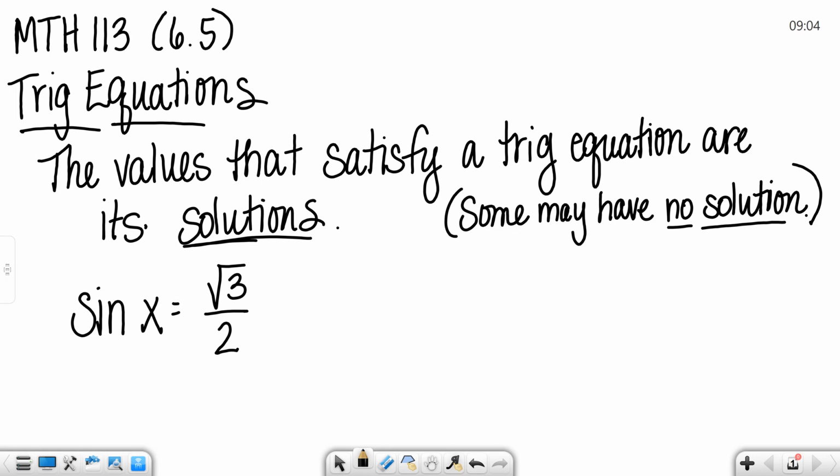Math 100, lesson 6.5, trig equations. All right, so now we don't just have expressions, we're actually going to have equations, and our directions are going to ask us to solve for the variable.